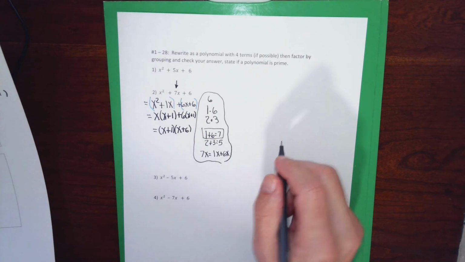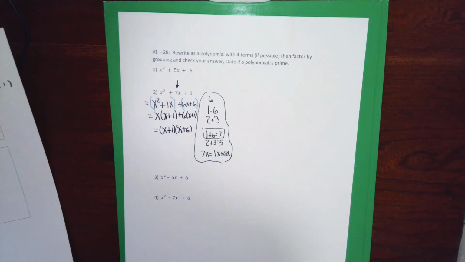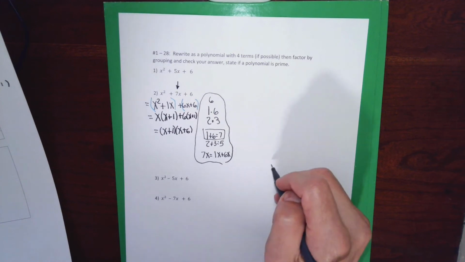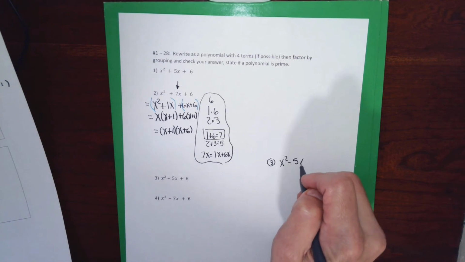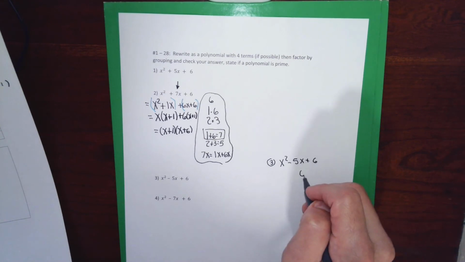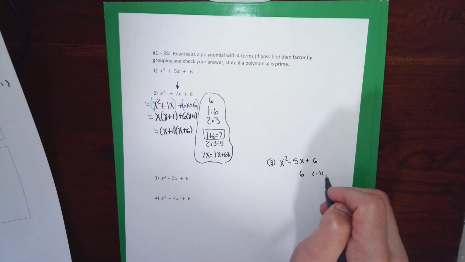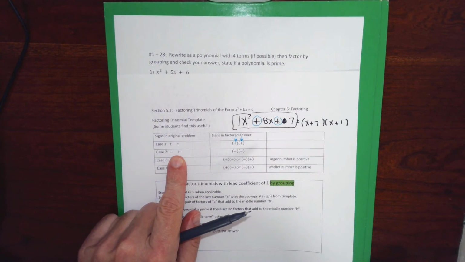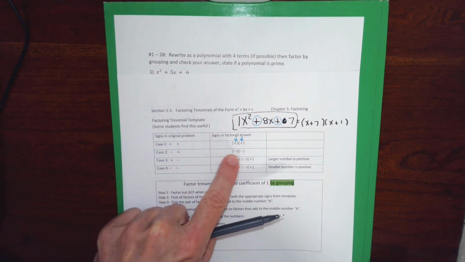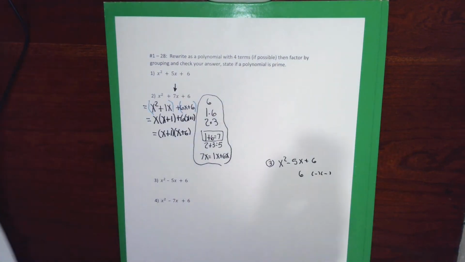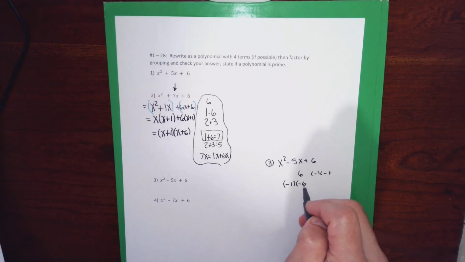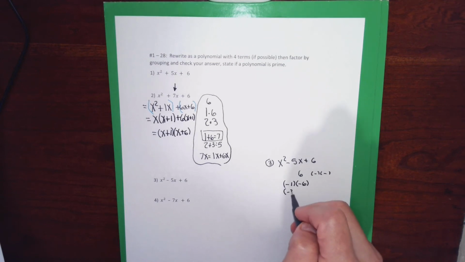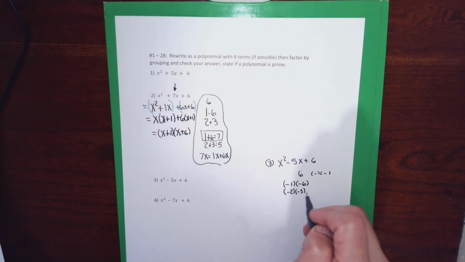I'm going to work on number 3. I'm going to factor x squared minus 5x plus 6. I'm going to look for the factors of 6, numbers that multiply to 6, and my template tells me if the first sign in the problem is minus and the second sign is plus, then when I'm creating the factors, I need both negatives. So the factors of 6 that are double negative: negative 1 times negative 6 is equal to 6, and negative 2 times negative 3 is equal to 6.